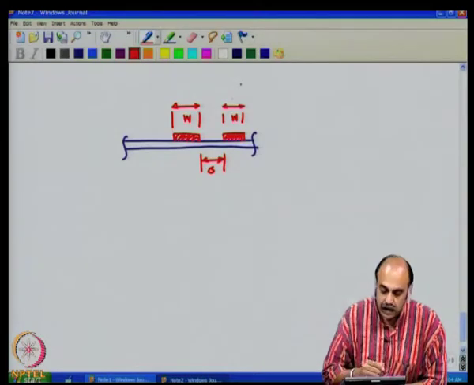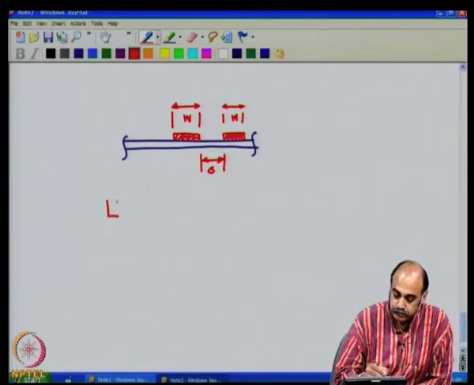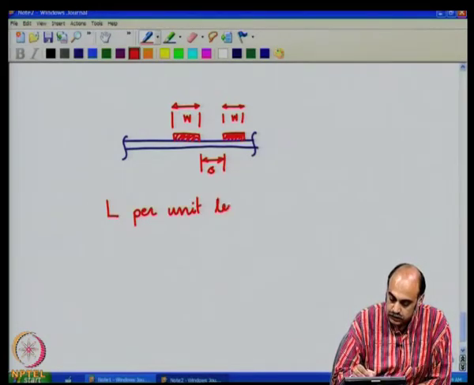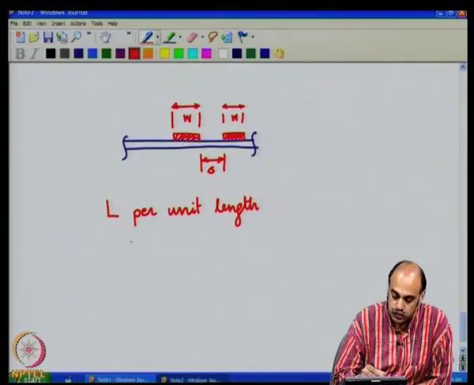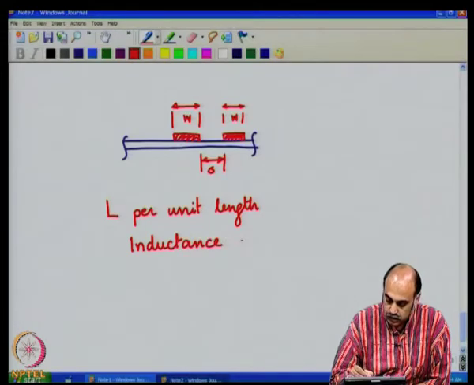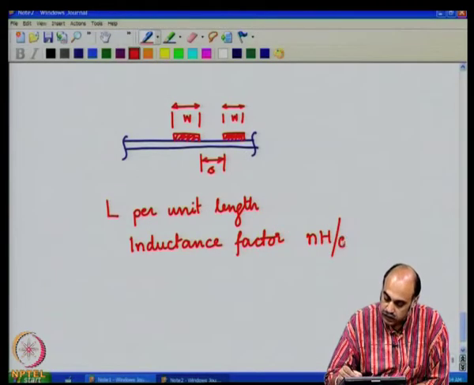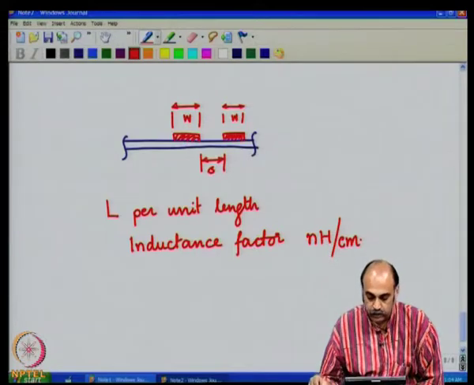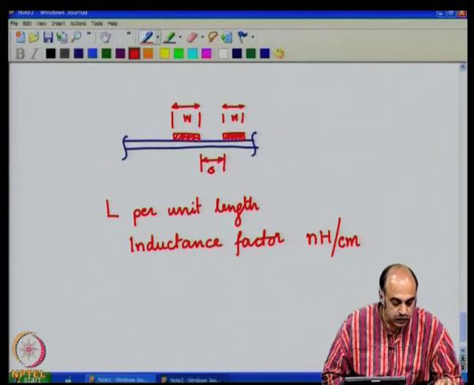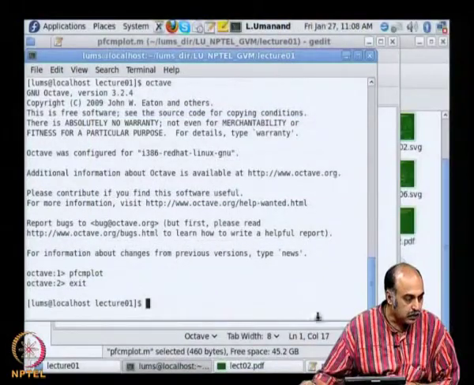This is also an empirical rule that I will be giving you now, which will give you L per unit length. So, you can call it the inductance factor. Nano Henry per centimeter, that is what we will be having. Now, let us go back to the slide and see how we go about estimating the inductance value.